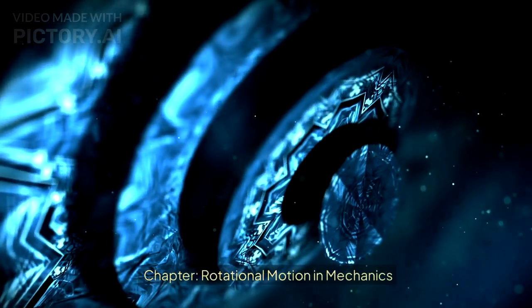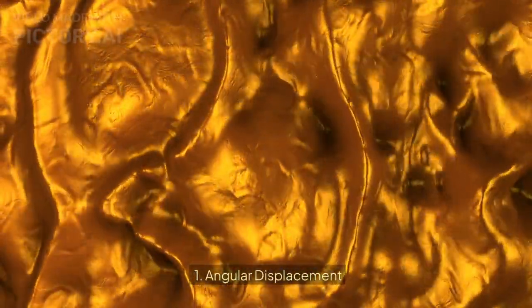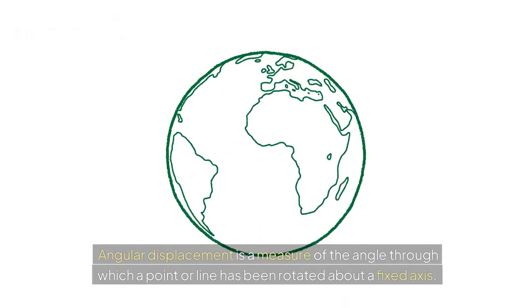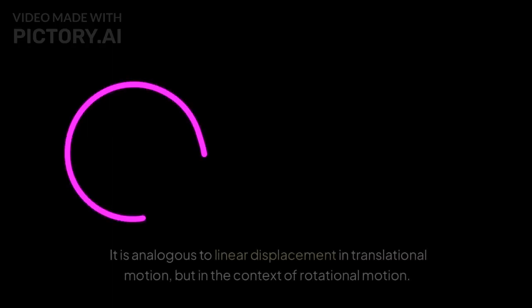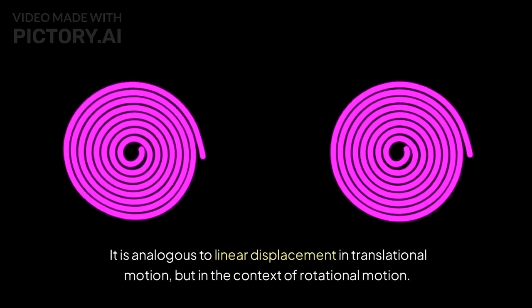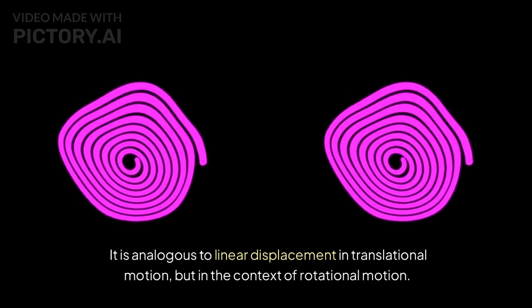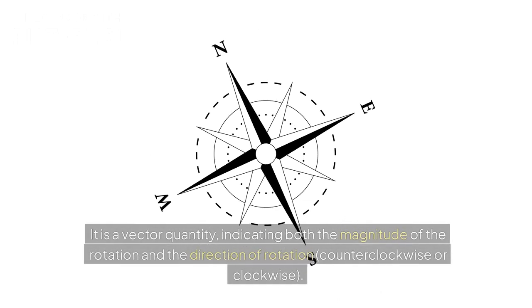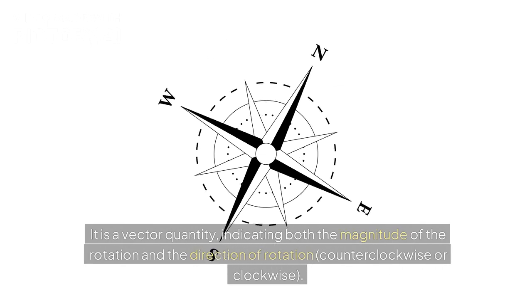Chapter: Rotational Motion in Mechanics. 1. Angular displacement concept. Angular displacement is a measure of the angle through which a point or line has been rotated about a fixed axis. It is analogous to linear displacement in translational motion, but in the context of rotational motion. It is a vector quantity, indicating both the magnitude of the rotation and the direction of rotation, counterclockwise or clockwise.